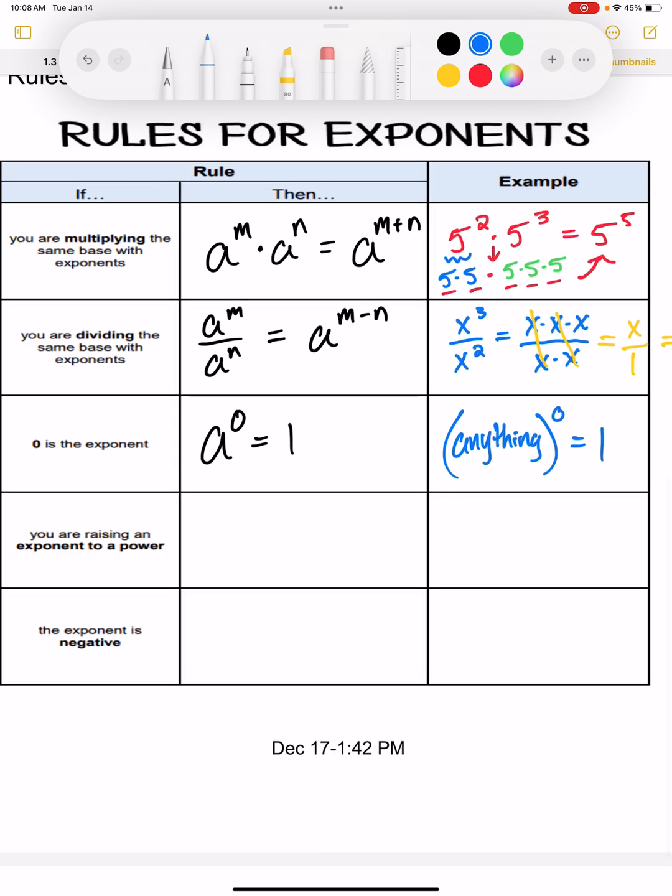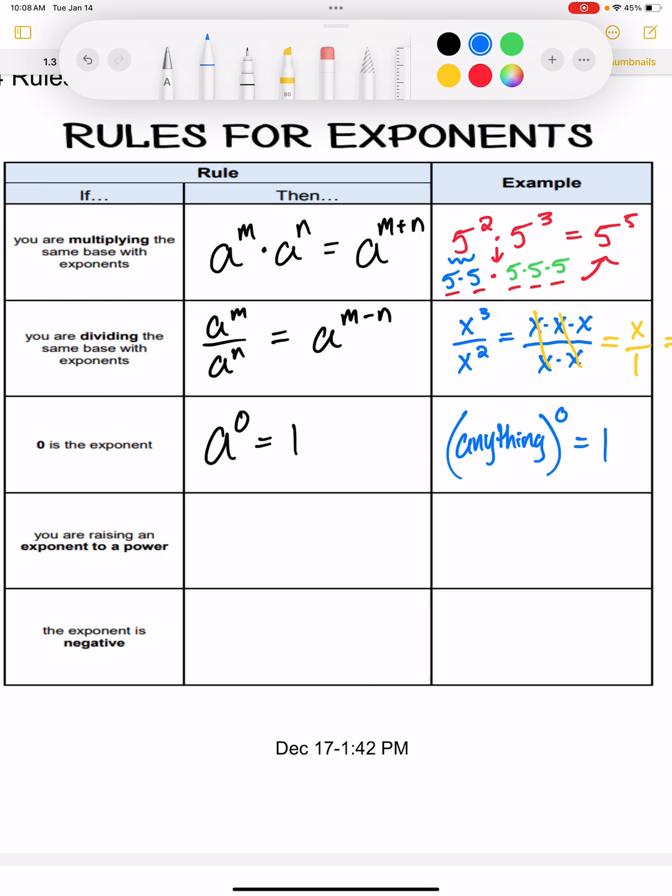You are raising an exponent to a power. So you have a base, and that base has an exponent, and you're raising that exponent to a power. So you have a, let's just say, to the m, and then that to the n. This is what it's talking about. That's going to equal a to the m times n.